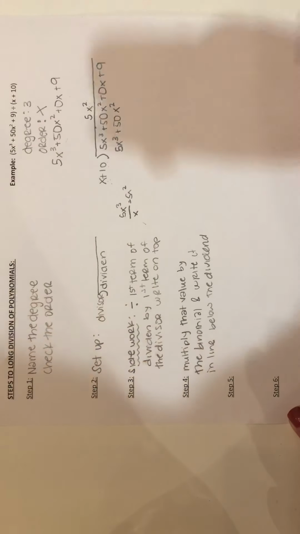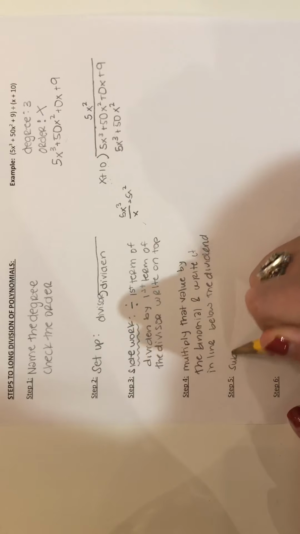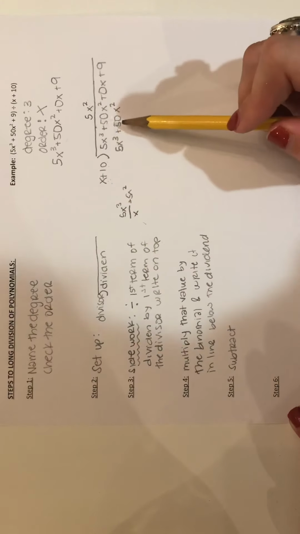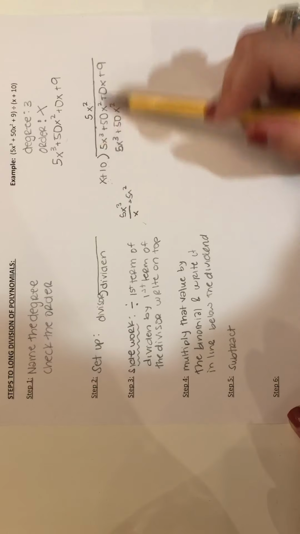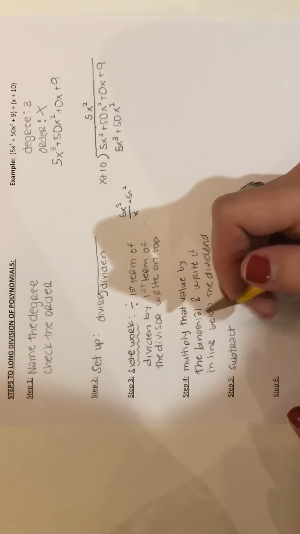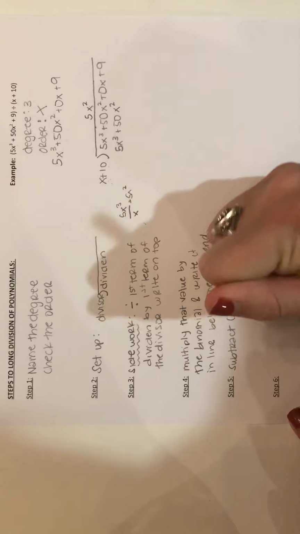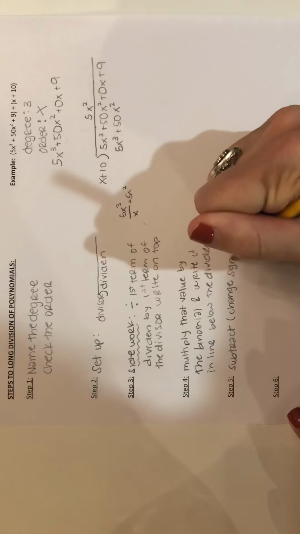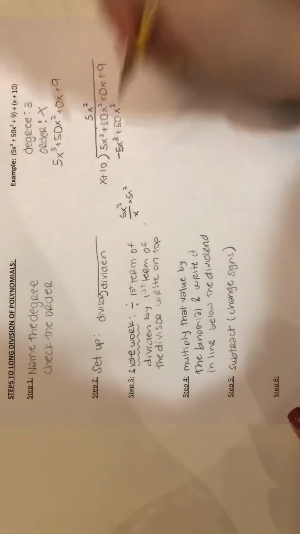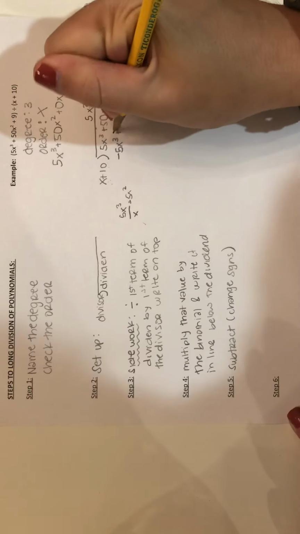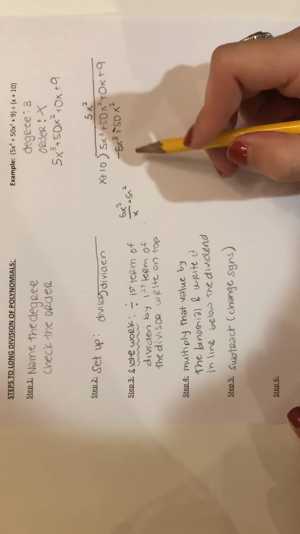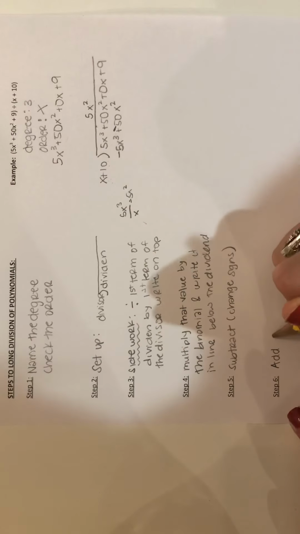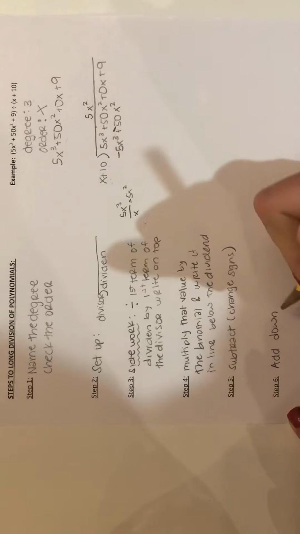Step 5 is to subtract. We're going to subtract this value from the dividend. So when we subtract, we're just changing the signs essentially. So this is now negative, this is now negative. Once we put those signs there, step 6 is to add down.